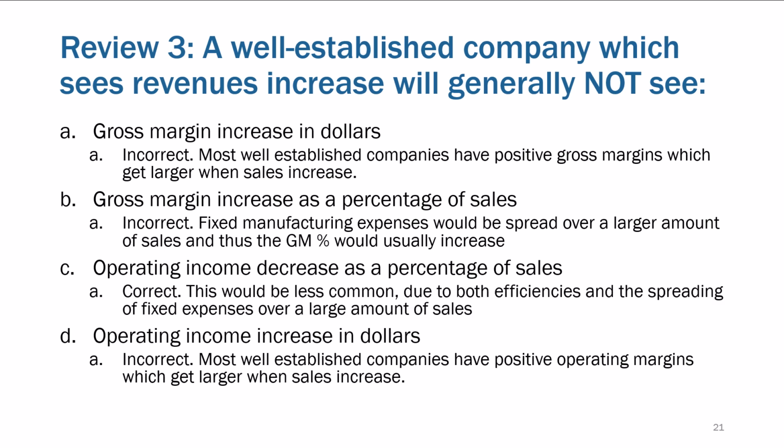Operating income decrease as a percentage of sales. That is the one that is correct, meaning when I say correct, it's because this review question says we would not see an operating income decrease, and that is correct, right? That would be less common because companies have efficiencies. They're going to spread fixed expenses over more sales.